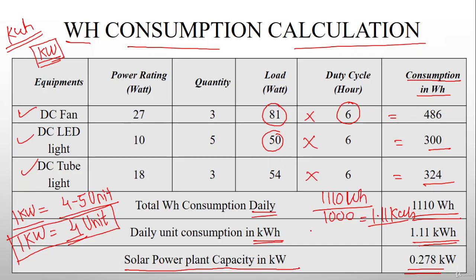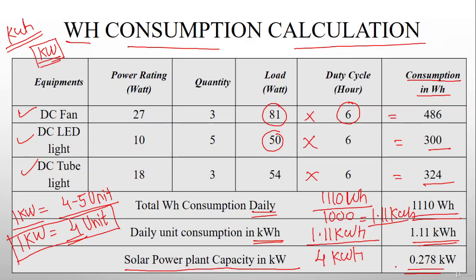So the consumer is consuming on a daily basis 1.11 kilowatt hour of consumption. So we just divide this daily basis consumption by the 4 units. The unit of electricity we can measure in terms of kilowatt hour only. So 1.11 divided by 4, we are getting the answer of 0.278 kilowatt.